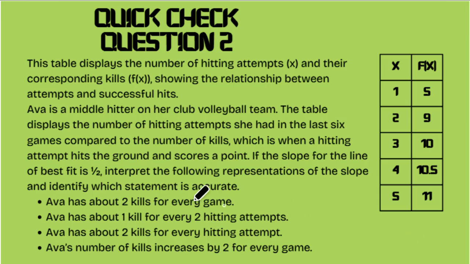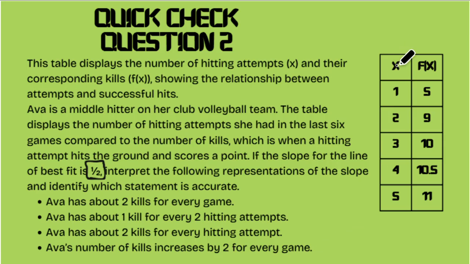Okay, so it tells us right here that our slope is 1/2, and it wants us to interpret that slope. What that means is they're saying Ava has about 2 kills for every game. Ava has about 1 kill for every 2 hitting attempts. Ava has about 2 kills for every hitting attempt, and Ava's number of kills increases by 2 for every game.